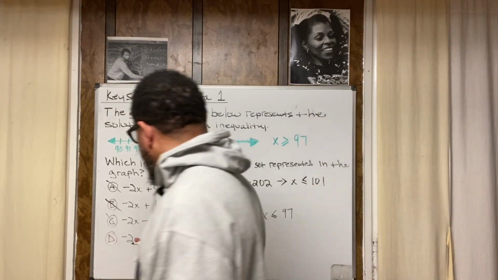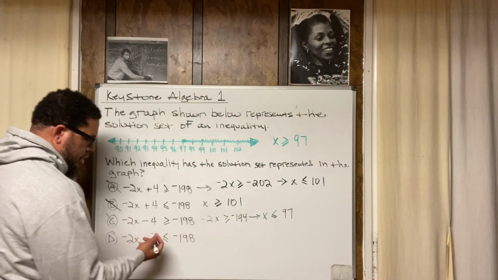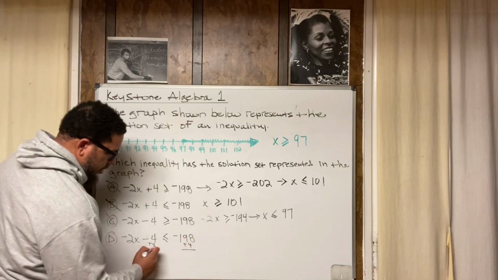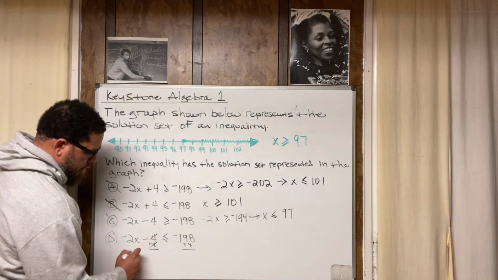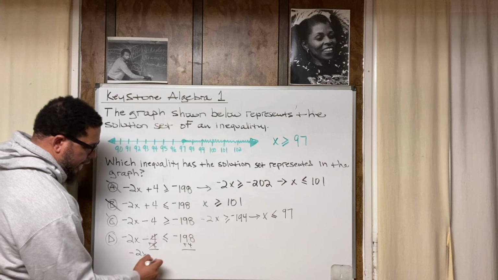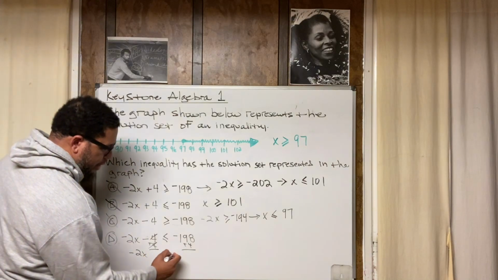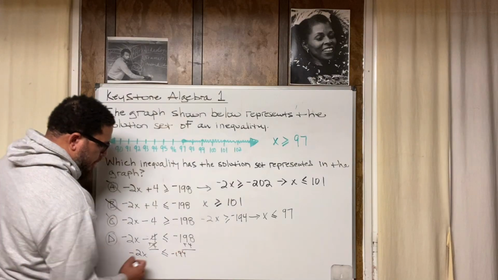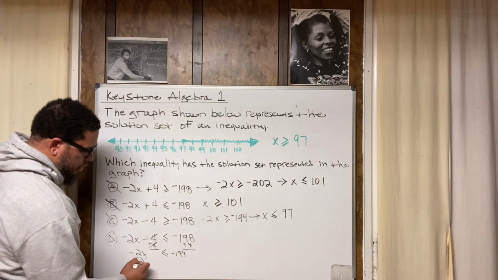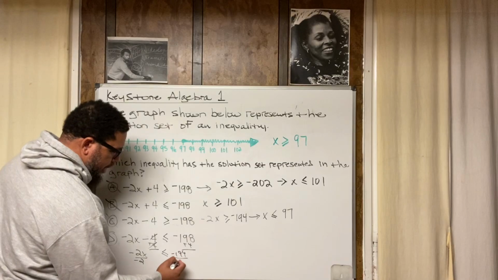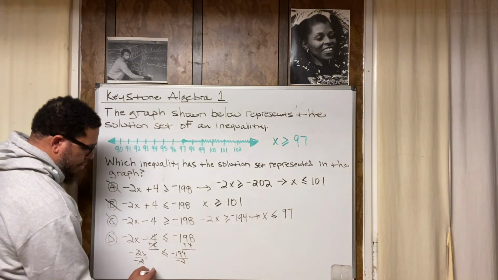So let's do this. Let me solve for x. Let me do plus 4 over here, plus 4 over here. That negative 4 is gone. The whole goal is to isolate the x. What's negative 198 plus 4? Negative 194. Then we're going to divide by negative 2 to get rid of the negative 2. Opposite operation. Isolate the x. Divide by negative 2, divide by negative 2.